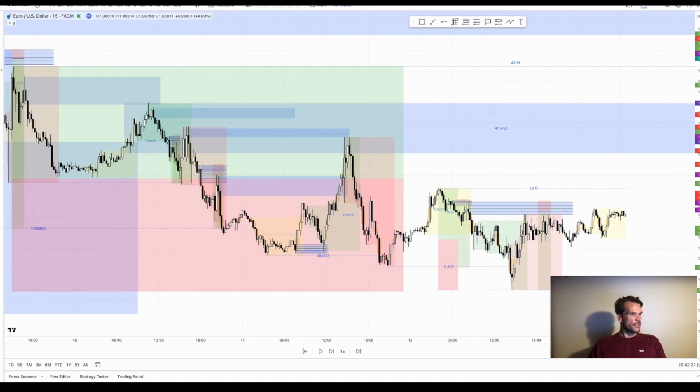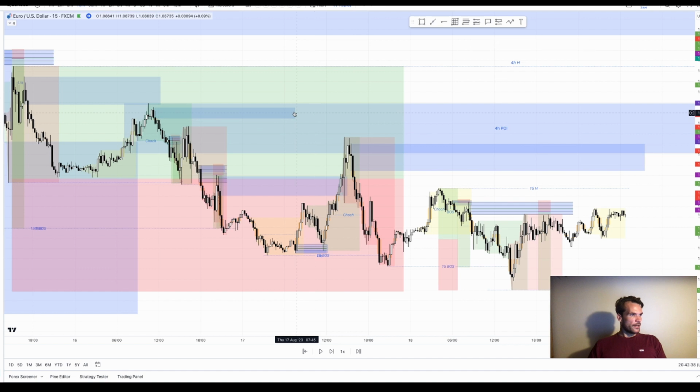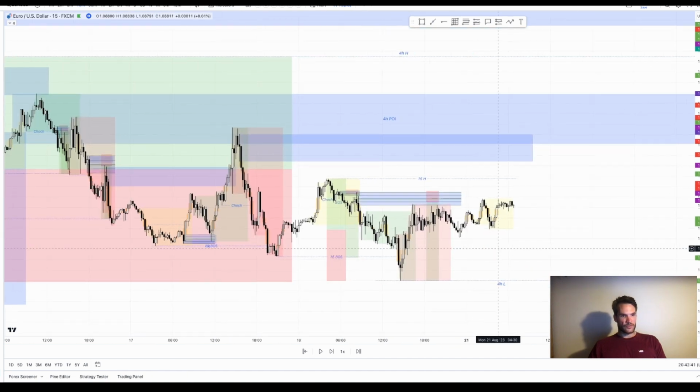This is still valid actually in terms of the 4-hour pullback, but we would be waiting for some sort of reaction out of this area. So we could just mark up the 4-hour, because we would have had 15-minute bullish chalk at that point. So we want to see a reversal chalk.